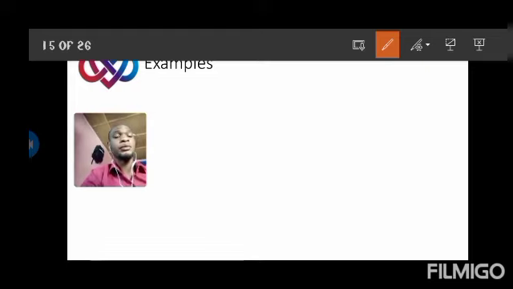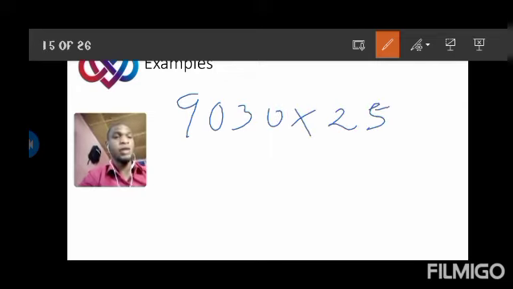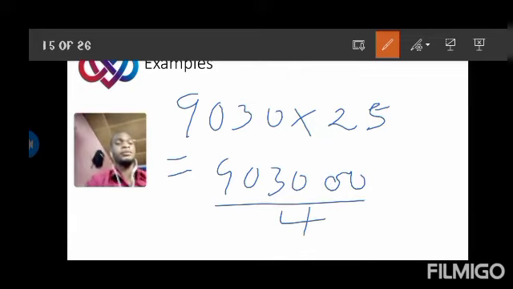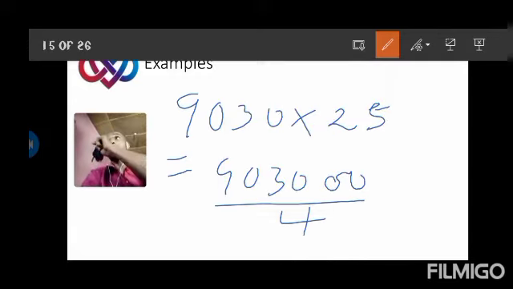So let's further pick another example. Let's assume we have a number like this. Let's say 930 multiplied by 25. Wow, so you have somehow a huge number. So we'll still write 93000 over 4. So let's start and make sense of it.